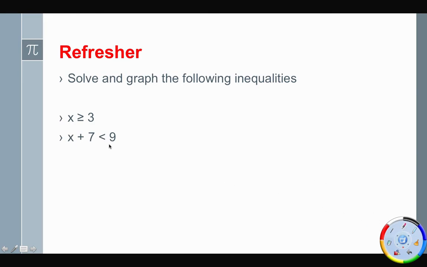This one being x plus 7 is less than 9. We need to subtract 7. What we can say is x is less than 2. All right, well, if I want to show what that looks like on a number line, again, I start my number line. I need to involve the number 2. We need to go less than, so we're looking at the numbers on the left of 2. Because it's strictly less than and not equal to, we use an open dot. And again, we shade everything to the left, which is all of the numbers less than 2.